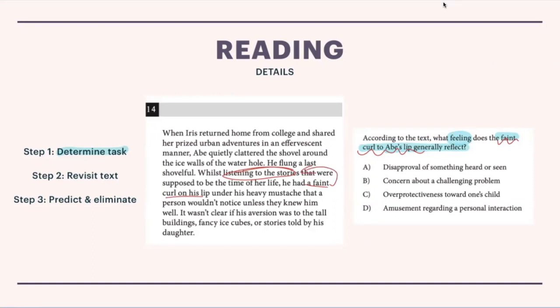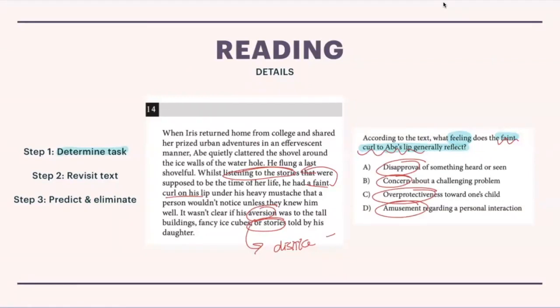Now, if we go to the last sentence, this also mentions the stories. And if we read that sentence, it says it wasn't clear if his aversion was to the stories told by his daughter. So that means our clue word as to knowing what exactly he's feeling is this aversion. If you know the definition of this word, then you know that aversion is like a strong dislike for something. So that means we want something that is generally going to be a negative word, erring on hatred. So we want to go in and predict and eliminate, basically. Look at all of these first words: disapproval, concern, overprotectiveness, and amusement.